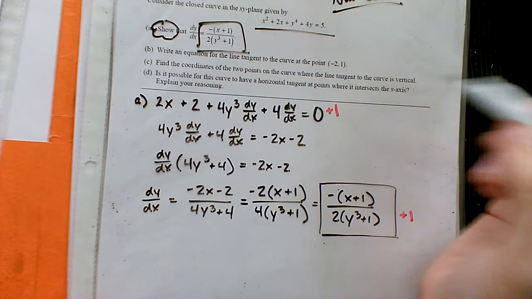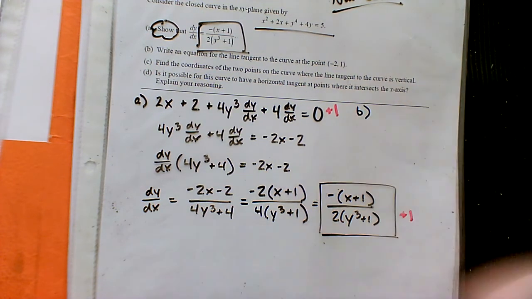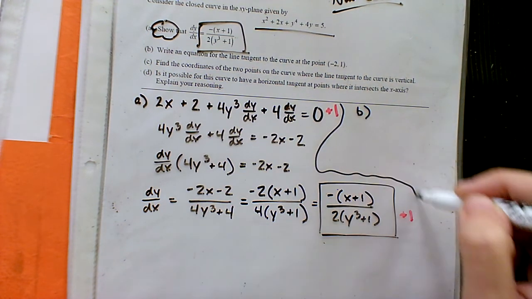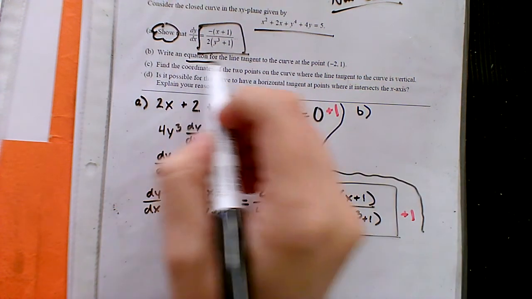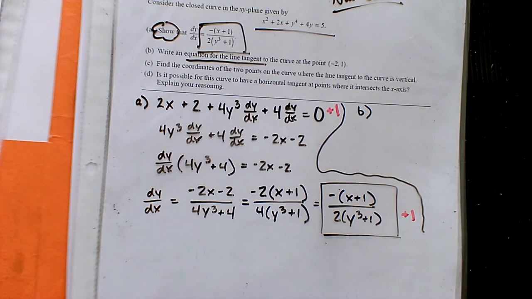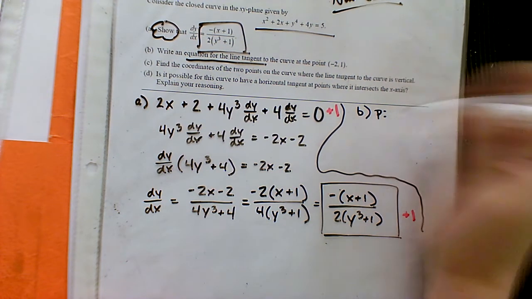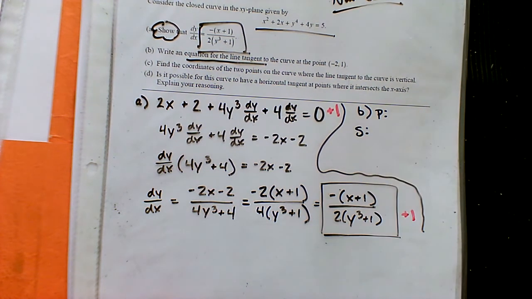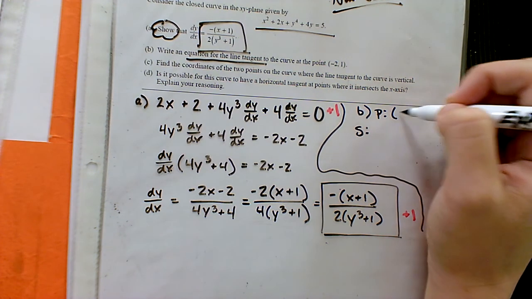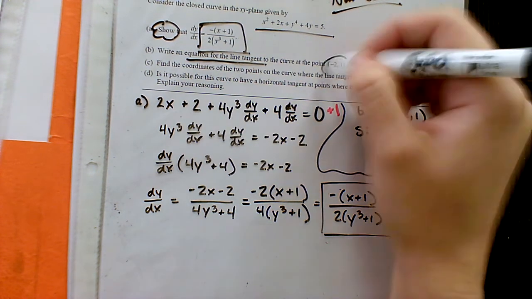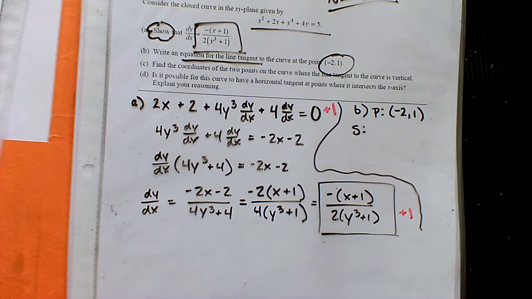All right? Let's go ahead and try part B. Write the equation of a tangent line. What do we need to know? Point and a slope. Okay. Do we know the point? Yep. What is it? -2, 1. Okay, they give it to you in the actual question.